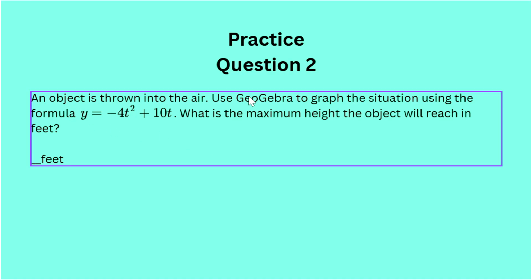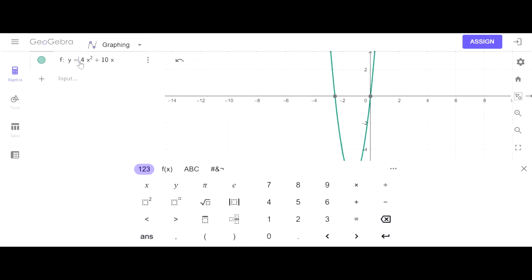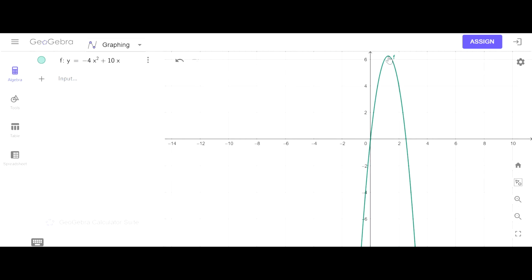So it says an object was thrown into the air, and it asks for the maximum height the object will reach in feet. And guess what? I didn't get a maximum height, so let's go see if I can fix that. Hey, guess what? It helps if you put the negatives in where the negatives exist. Oh, it did it now.